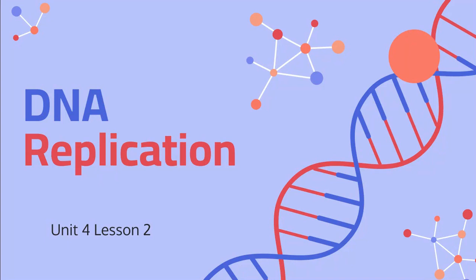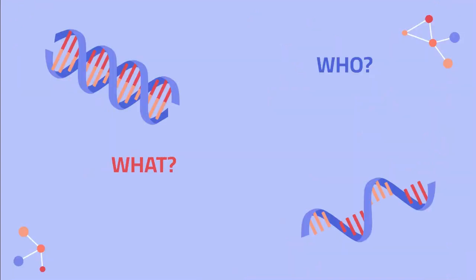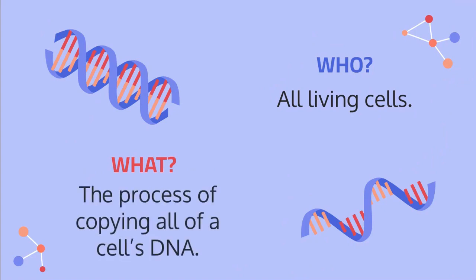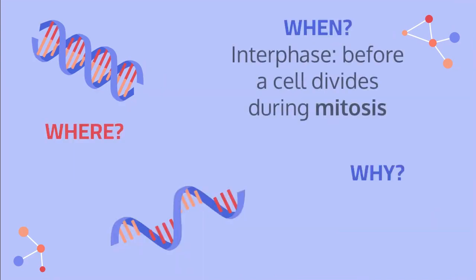Let's look at some of the big questions first of all. Who goes through DNA replication? That would be all living cells. Any cell which is run by DNA goes through DNA replication. This process is the process of copying all of a cell's DNA. This is the goal. This happens in interphase before a cell divides during mitosis.